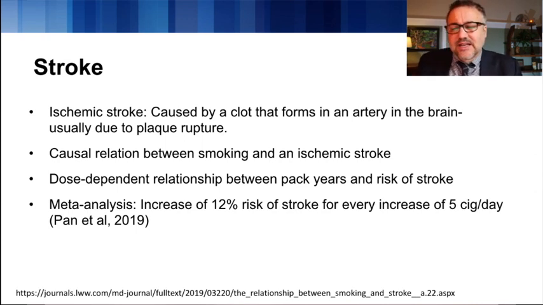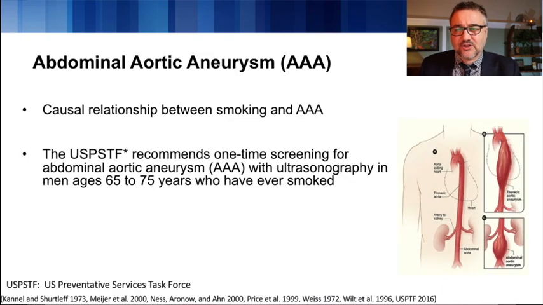There was an interesting study in 2019 looking at whether an increase in the amount that people smoke per day is actually related to stroke. And there's a very strong increase for every 5 cigarettes. For every increase of 5 cigarettes per day, we have an increase of about 12% risk of stroke. So we're going from 5 to 10, from 10 to 15, we're increasing 12, and then another 12, and then another 12. So again, a dose relationship between smoking and stroke.